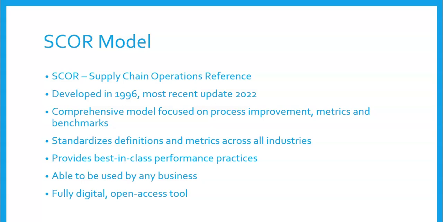It uses standardized definitions and metrics to focus on process improvement, measurement of metrics or KPIs, key performance indicators, and benchmarking, which is comparing yourself against other businesses. With its current update in 2022, the SCOR model is a fully digital open access tool that is free for use and is found on the ASCM, Association for Supply Chain Management's website.